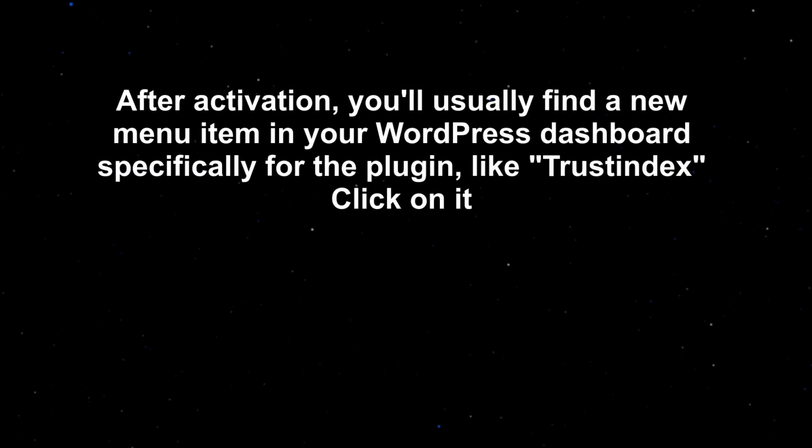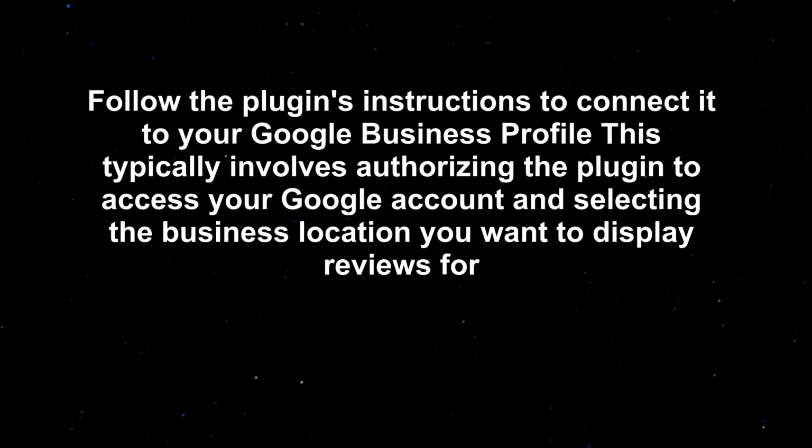After activation, you'll usually find a new menu item in your WordPress dashboard specifically for the plugin, like Trustindex. Click on it. Follow the plugin's instructions to connect it to your Google Business profile. This typically involves authorizing the plugin to access your Google account and selecting the business location you want to display reviews for.